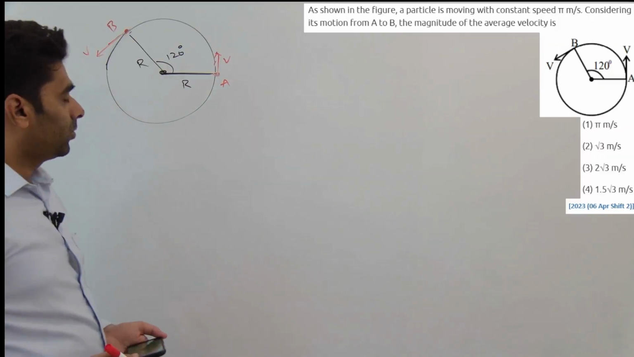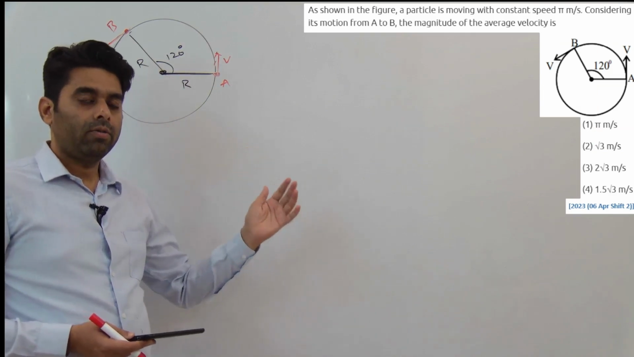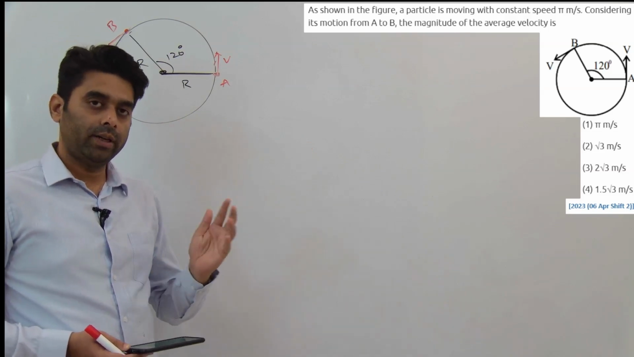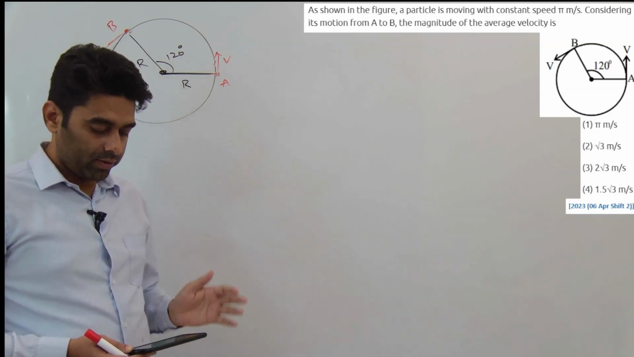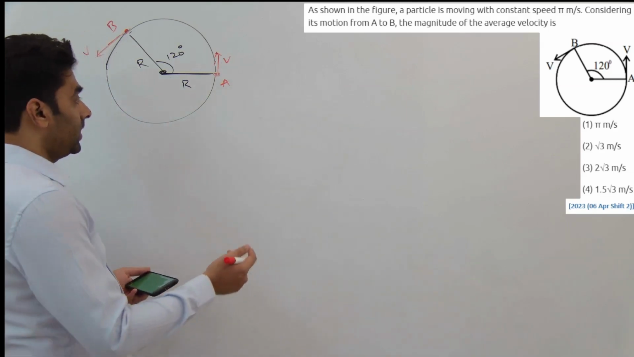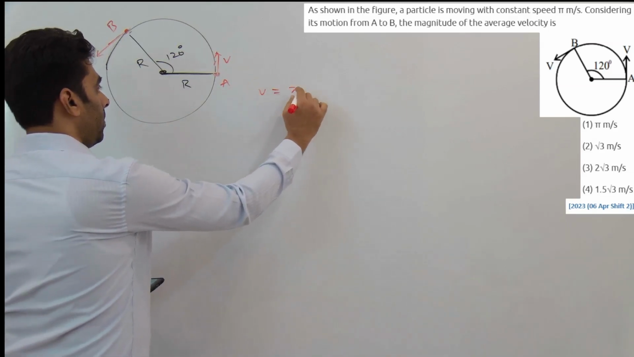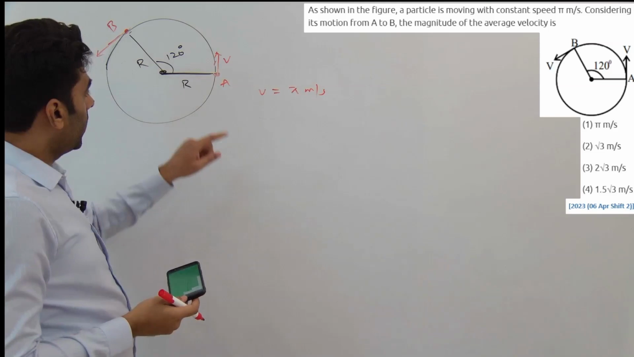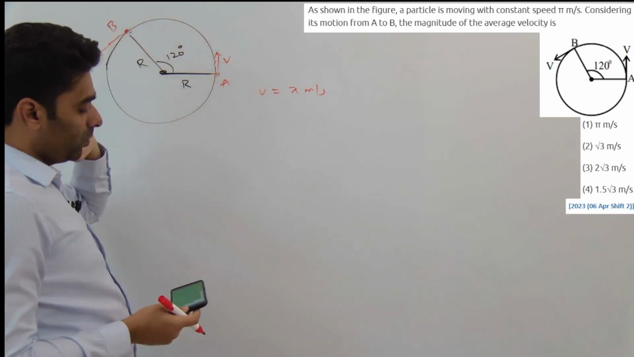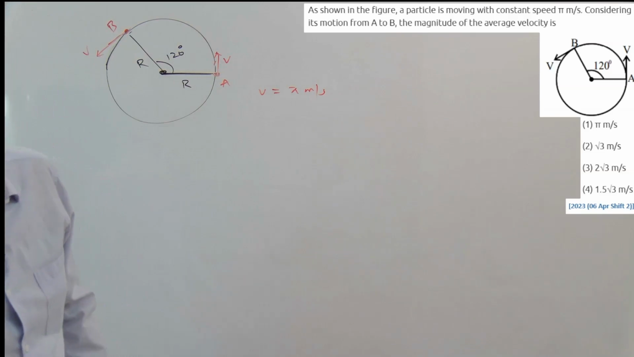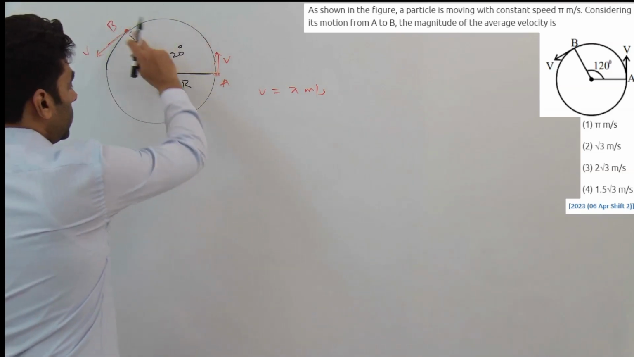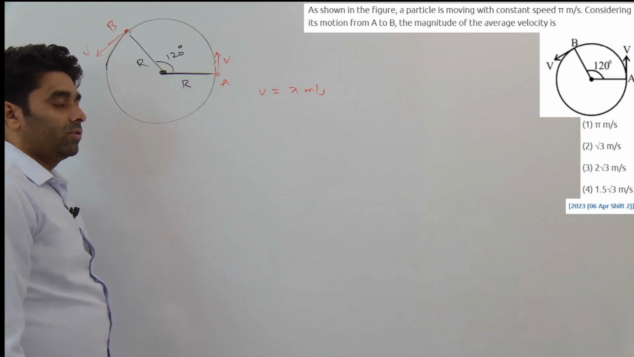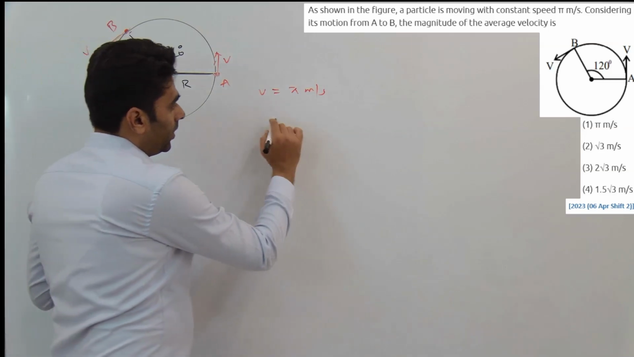So let us look at the next question that we have. Kind of like what we have done in the last question, conceptually, some things we have to use. Average velocity we have to find out. Let me read it. The question is, as shown in the figure, a particle is moving with constant speed v, and this v value is pi meter per second. Considering its motion from A to B, find the magnitude of average velocity. So it is moving with a constant speed of pi meter per second from A to B, and they are asking us the average velocity.